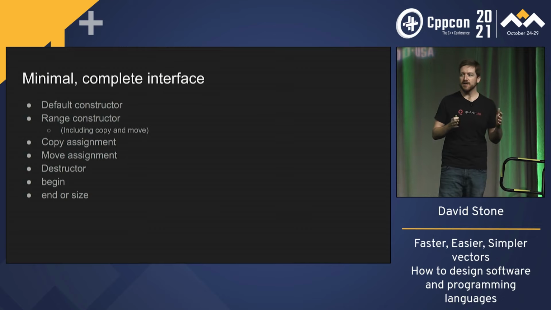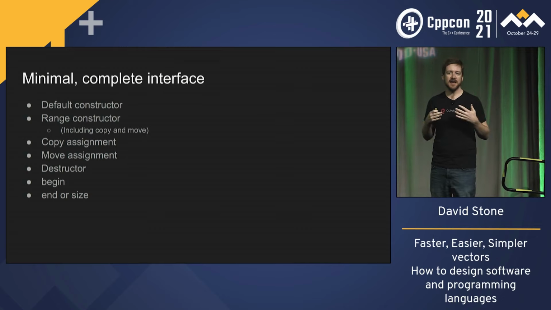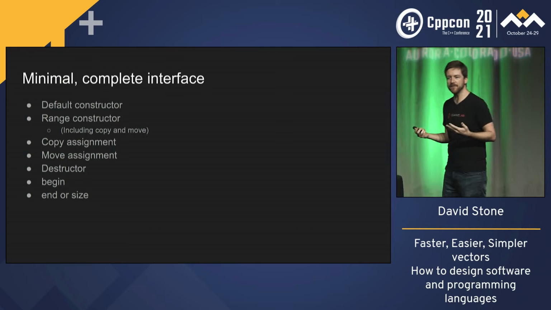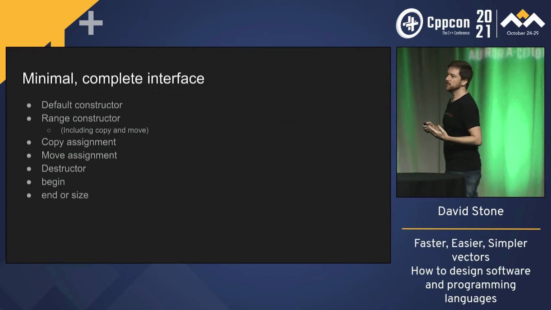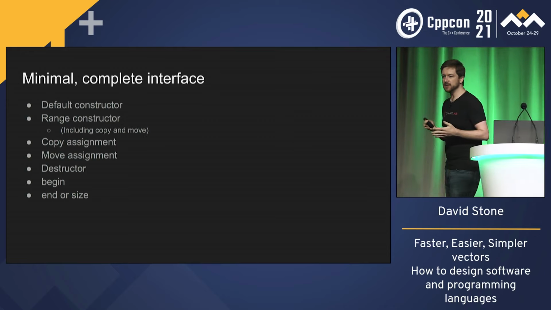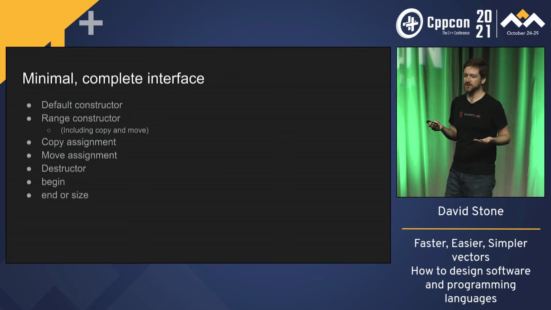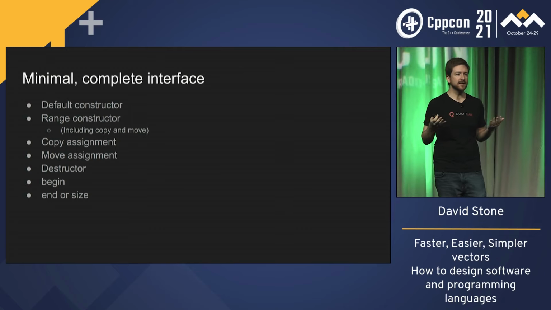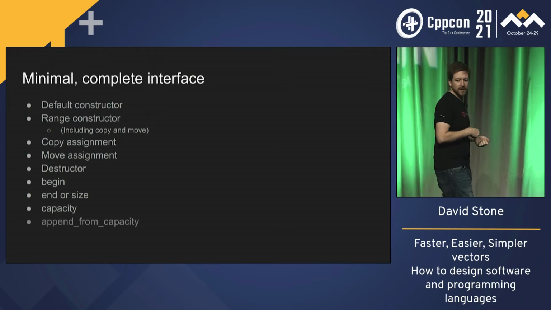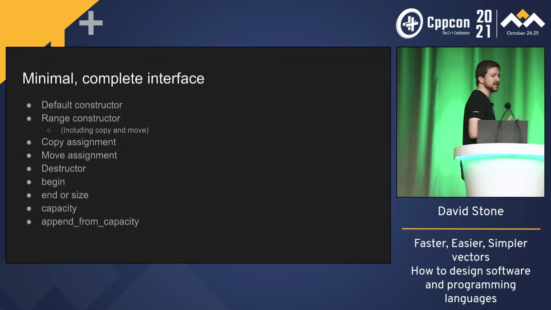This is for a few reasons, but one of them is that optimizers do much better knowing the size, which allows them to compute a trip count for loops. Certain operations just do better loading the size because you can do slightly different instructions there, but we're kind of stuck with this for ABI reasons in existing implementations. Then there's capacity, okay. And then append from capacity. This is a new one.